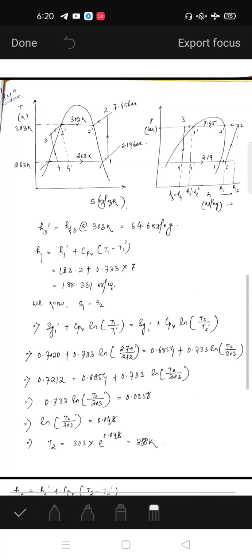Similarly, for Sg2 dash, what can you do? What will you put for H2 dash? H2 dash will be the vapor entropy at the temperature of 303 Kelvin, that is 0.6854, and T2 is not known to you. Okay, known to you, so you can find the value of T2 here, and T2 dash is given, that is 303. From this simple mathematical calculation, you can find the temperature T2 will be 318 Kelvin. Okay, students. Go further.